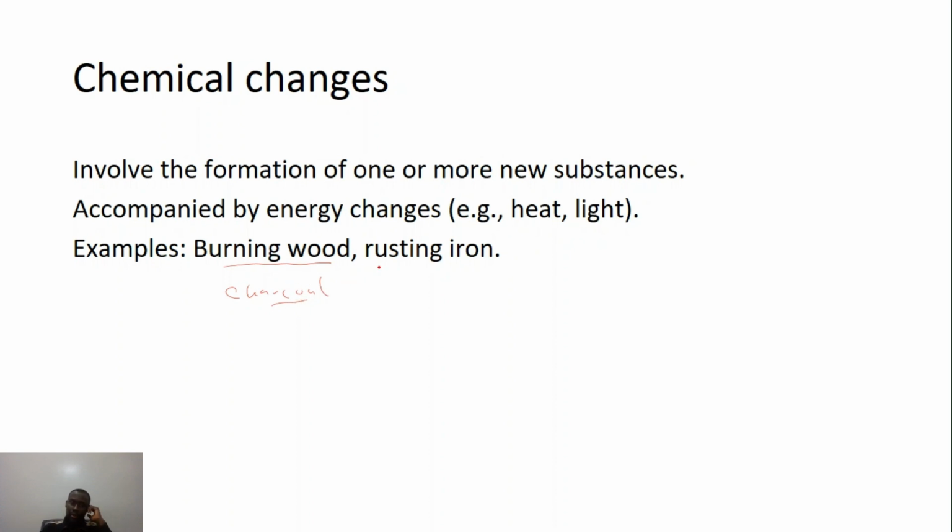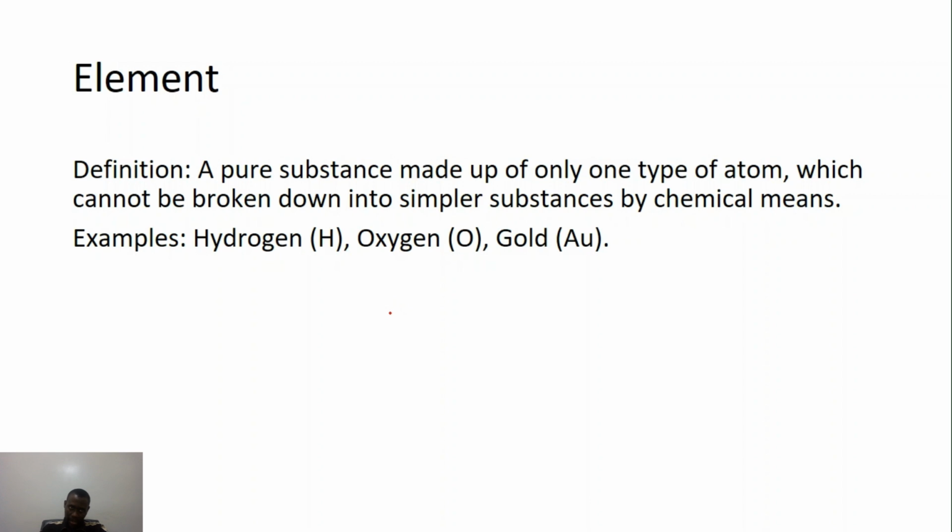The rusting of iron is another example. When iron is left in the presence of oxygen and water, it can rust. And when it rusts, it forms another thing, right? It forms iron oxides. Okay, and from this you cannot retrieve back the iron. So there is usually formation of new substances, and energy gain or loss is involved in chemical changes.